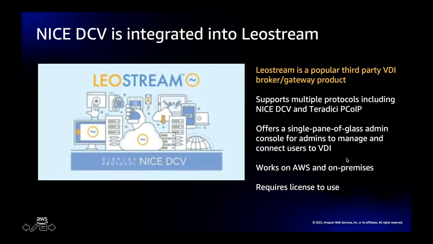And of course, some of our customers don't want to use DCV out of the box, and they prefer to use a broker service, and that's completely fine. We have two recommendations for you. One is LeoStream. It's a popular VDI broker gateway product. It supports many protocols, including Teradici PCoIP as well. And it works on AWS and on premises. The caveat is that it requires a license to use, so you do have to purchase LeoStream licenses.